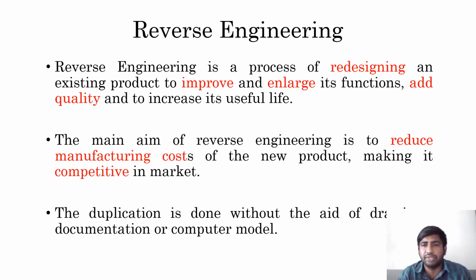The main aim of reverse engineering is to reduce the manufacturing cost. Manufacturing cost is the prime factor in developing a product, right? So manufacturing cost will surely be reduced with the use of reverse engineering. We have to minimize the manufacturing cost of the new product, making it competitive in the market. Since we are redesigning the product, it will obviously be competitive. The duplication is done without the aid of drawing documentation or a computer model, so any three-dimensional computer model or drawing documents are not needed. This is used in reverse engineering to recreate or redesign the product.